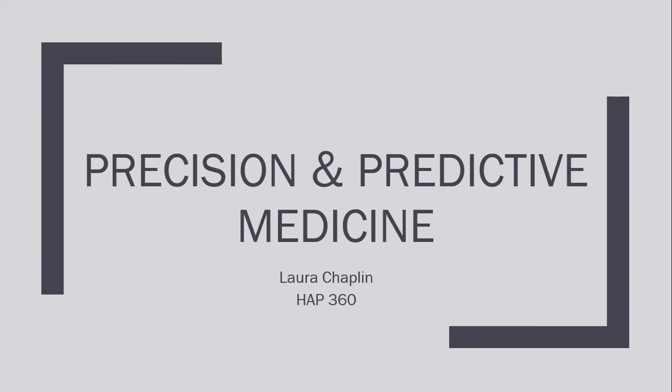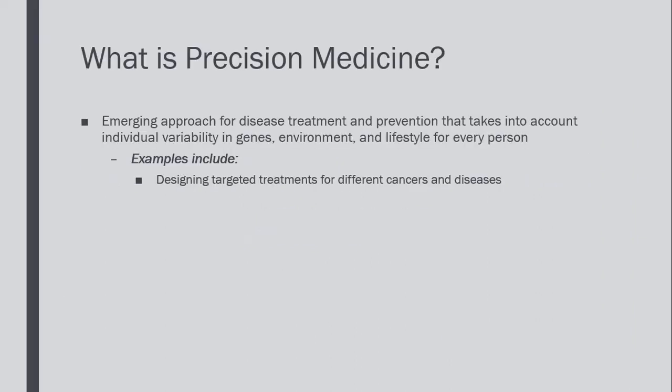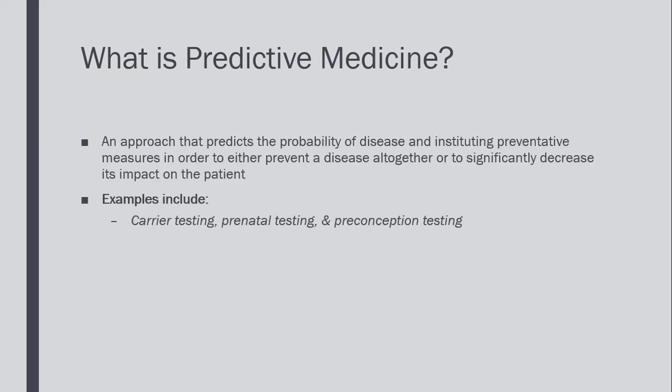I'm Laura, and I'll be doing my Teach 1 assignment on precision and predictive medicine for HAP 360. Precision medicine is an emerging approach for diseases, treatment, and prevention that takes into account individual variability in genes, environment, and lifestyle for every person. An example includes designing targeted treatments for different cancers and diseases.